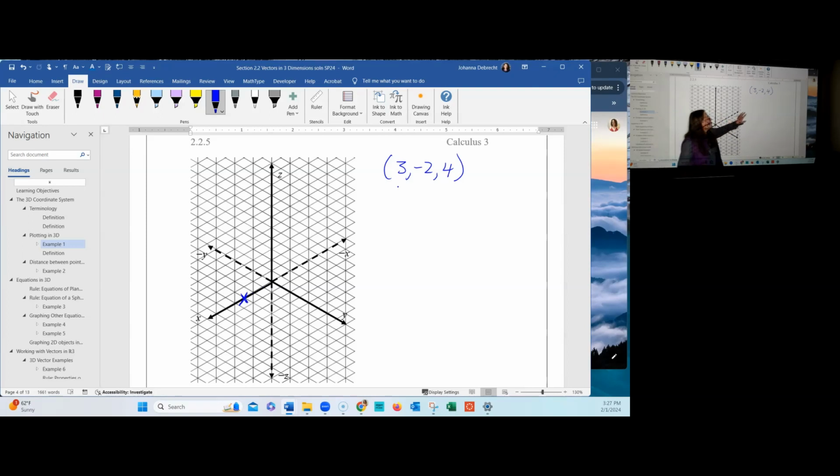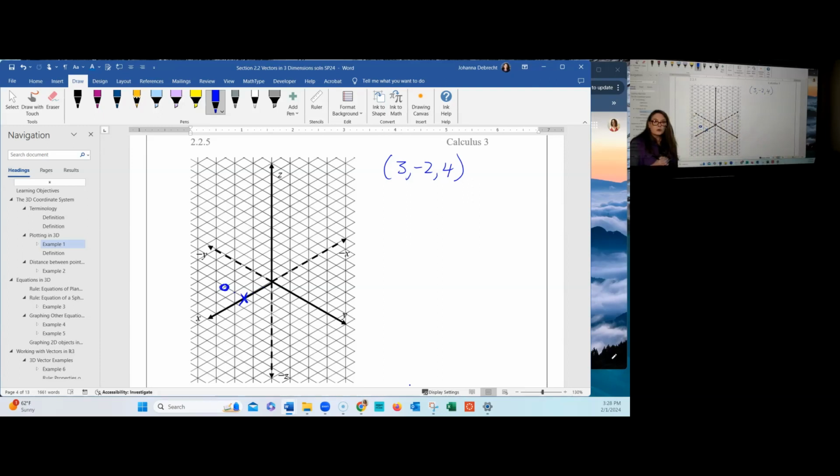Now I need to move 2 units parallel to the negative Y. Y is this one right here that's going from upper left to lower right. So I need to find a line that's parallel to that and move 2 units along it. That would be this line here. So I move 1, 2, and I'll put a circle right there, make it kind of dark so you can see where it is. It's right there at that spot.